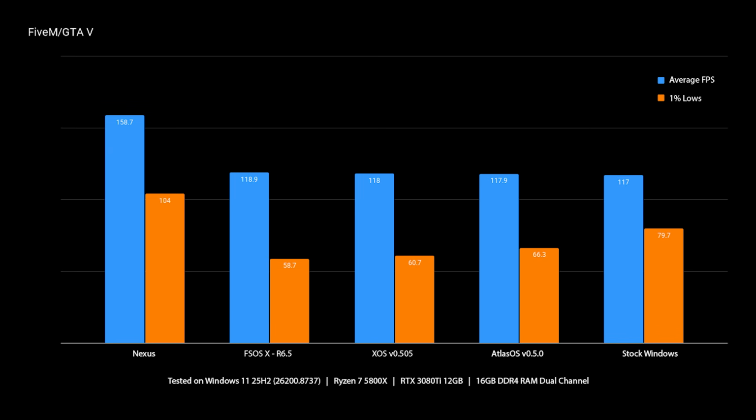On GTA 5 or FiveM, Nexus dominates the competition with a 35% boost in average FPS and 30% boost on the 1% lows. On this benchmark, only Nexus is the one that moves the needle in a meaningful way.